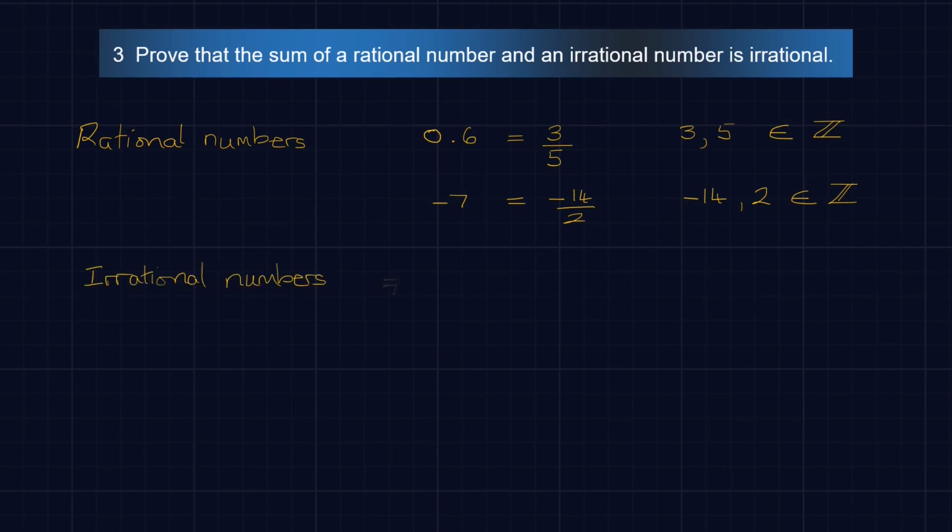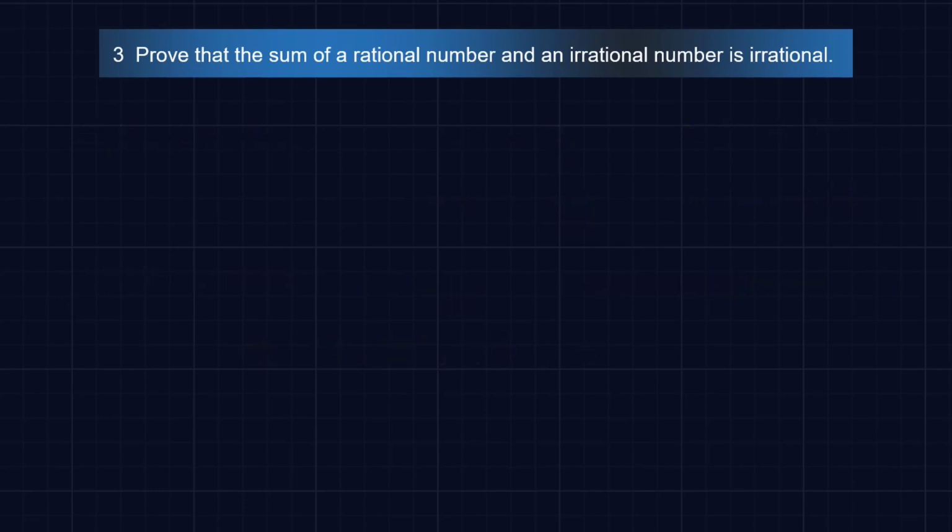Irrational numbers cannot be written as a fraction where both numbers are integers. Numbers like pi, the square root of 3, the cube root of 4, and e. These are all irrational. Back to our question. We're looking at the sum of a rational number and an irrational number. It would be helpful to call the one x and the other y, and the sum of the two z.